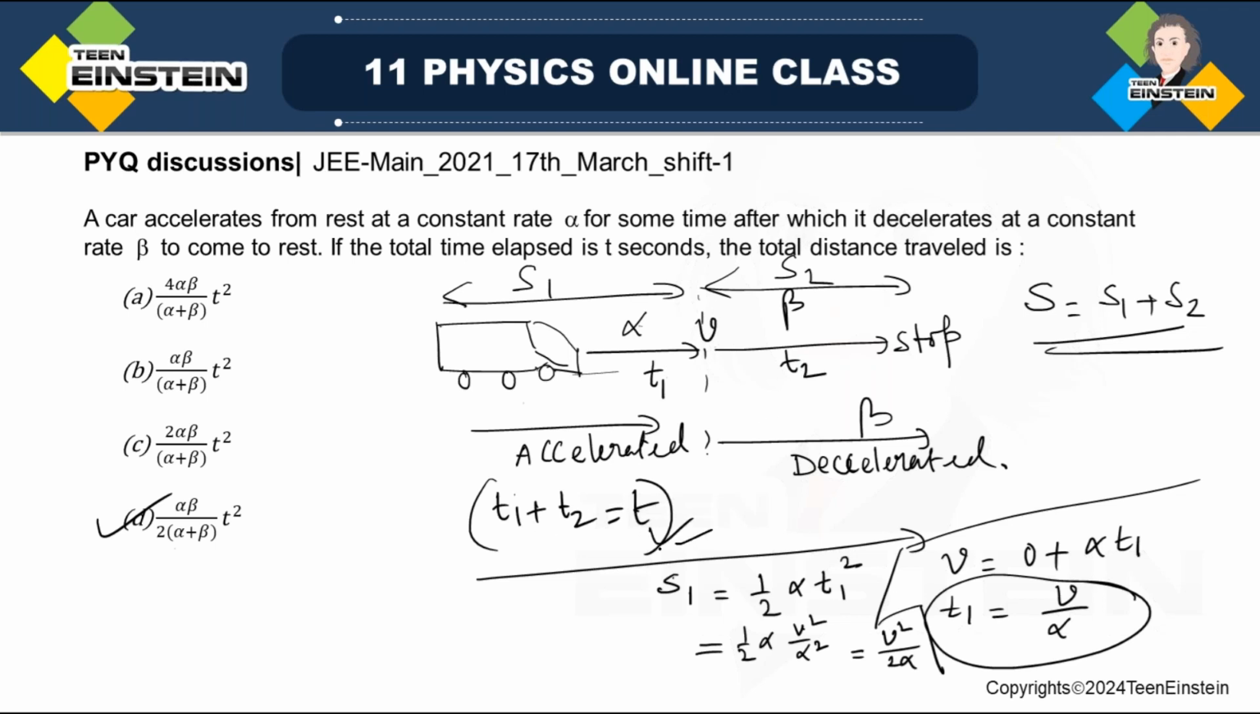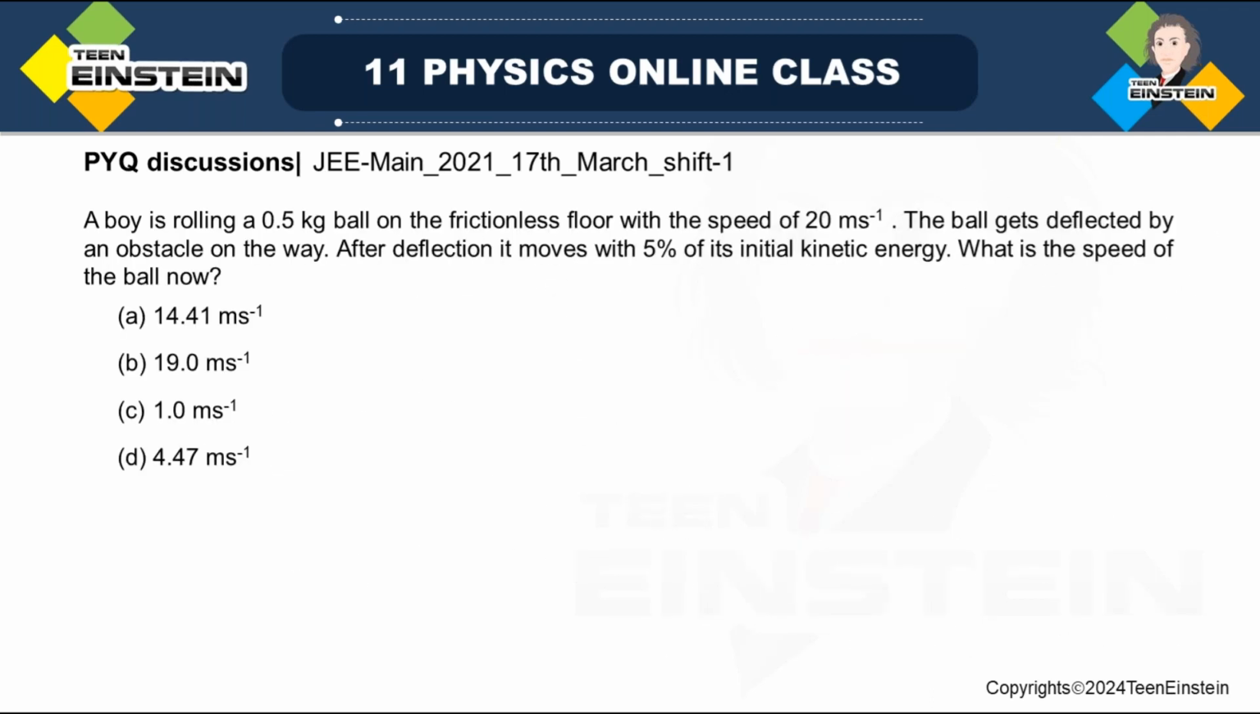Finally, you have to use this t1 plus t2 is equal to t also, so that you get the v. All right, so this was actually a very tricky problem. If you don't do it with a very cool mind and also with patience, there is a chance that you may not be able to do it, or you may make a mistake. All right, so let us go to the next problem.